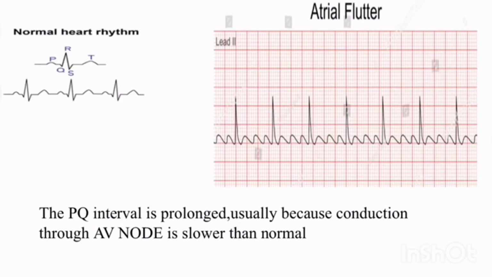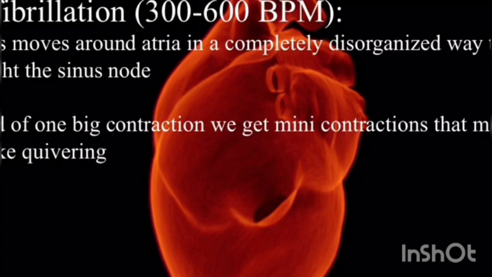Now we have ECG. During normal heart rhythm, we have PQRS intervals like this, but during atrial flutter, the PQ interval is prolonged, usually because conduction through the AV node is slower than normal. Third, atrial fibrillation. Signals move around the atria in a completely disorganized way that tends to override the sinus node. Instead of one peak contraction, we get many contractions that make the atria look like quivering.